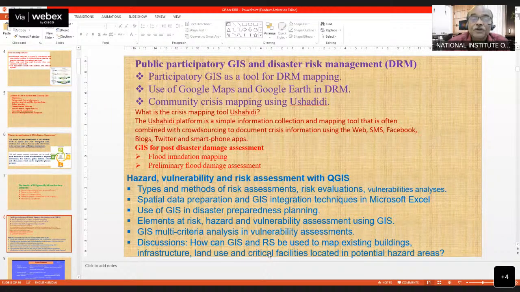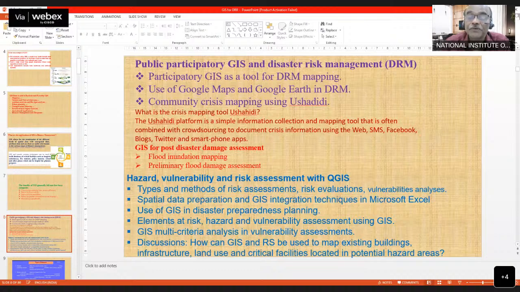And GIS has a participatory role. For that, Google Maps or Google Earth Pro is required. That means if you are using high resolution data, it will give a lot of added advantage. And the community crisis mapping is done by Ushahidi. Ushahidi is a type of crisis mapping. The Ushahidi platform is a simple information collection tool. They collect the information and create information and mapping tools, often combined with crowdsourcing to document crisis information, managing web, SMS, feedback, and blogs. So Ushahidi can help with it.